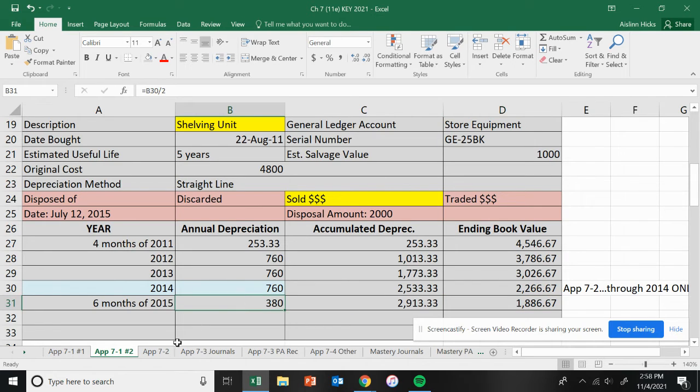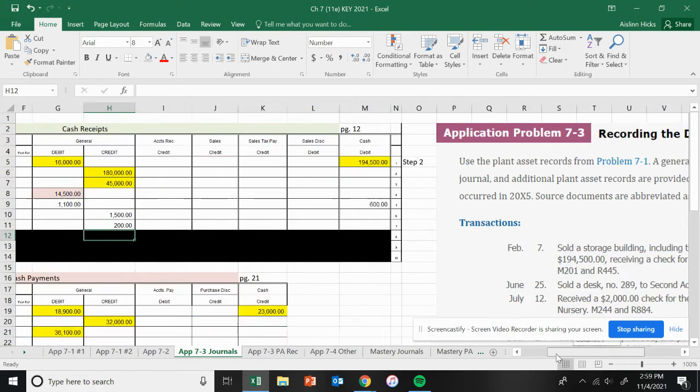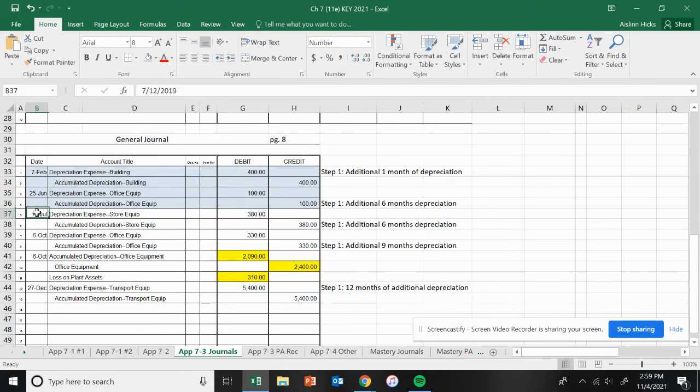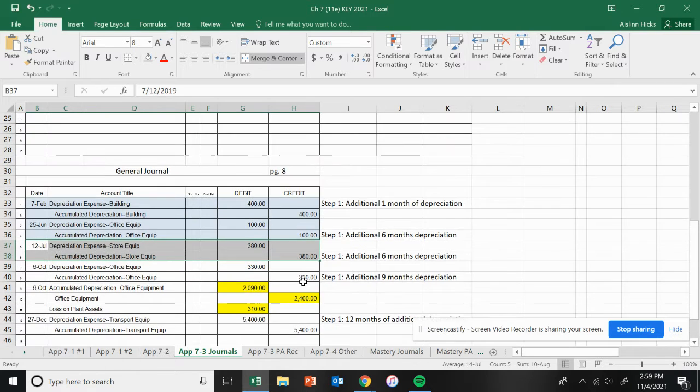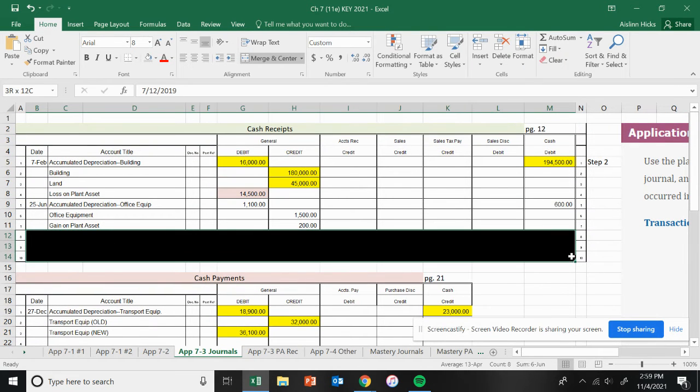So let's go ahead and do step 1. This should be pretty straightforward to you guys by now. Go to step 1. We're going to go to our general journal. And here's step 1, July 12th. Let's do 6 months of additional depreciation. Then I'm going to go ahead and go up to my cash receipts journal. Highlight that.